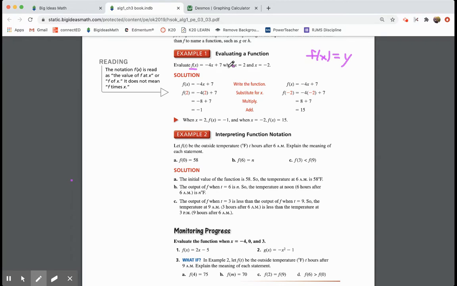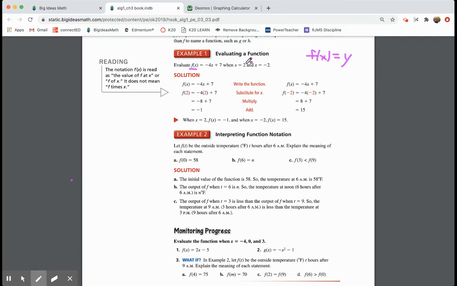So when it says evaluate this when x equals 2 and x equals negative 2, you're just plugging in x is 2 and solving, then plugging in x is negative 2 and solving. That doesn't mean you're solving anything on this side. They're just showing you that now for x, they're going to plug in 2. This is the same thing as saying y equals. You're just dropping that side basically. So on this side, I have negative 4x plus 7.